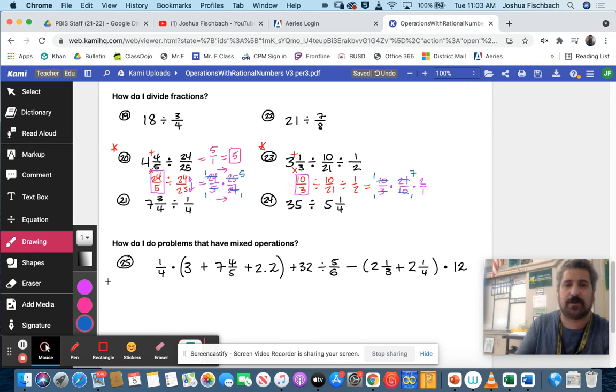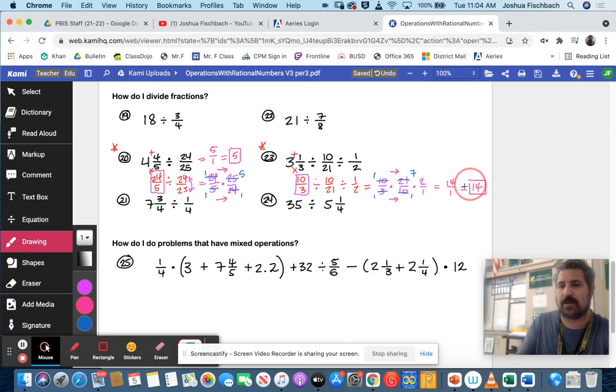So then you're going to finish strong, multiplying across the top, multiplying across the bottom. So what's 1 times 7 times 2? That's 7 times 2, which is 14. And what is 1 times 1 times 1? That's 1. So this is a value of 14 over 1, which is the same as 14.